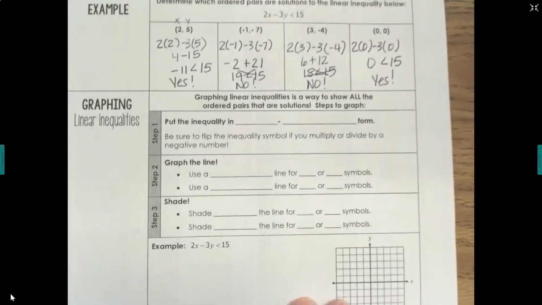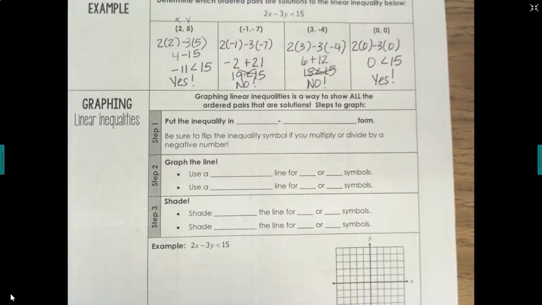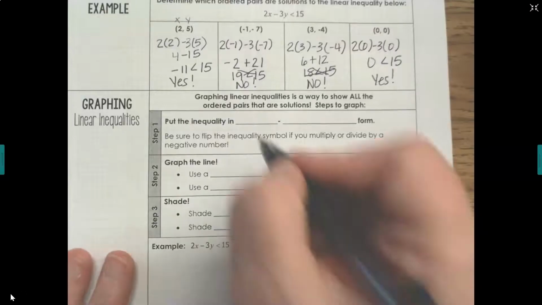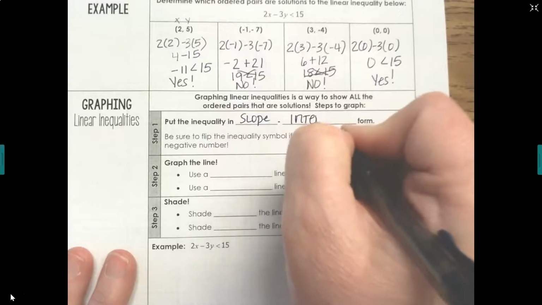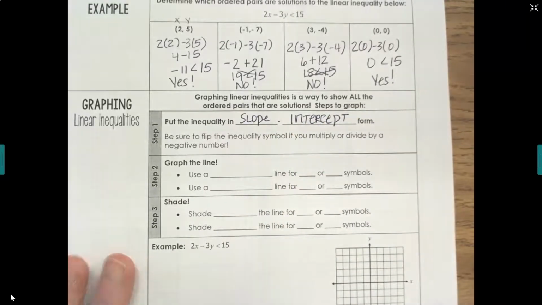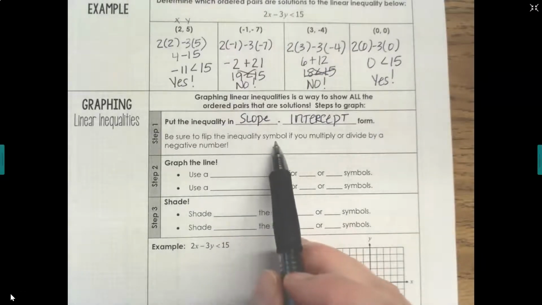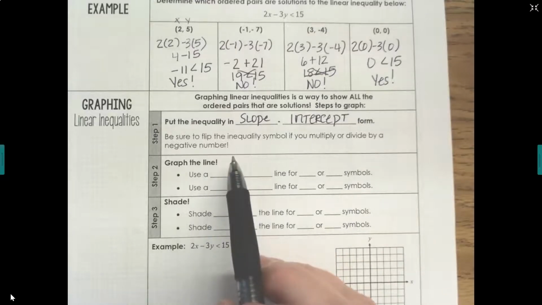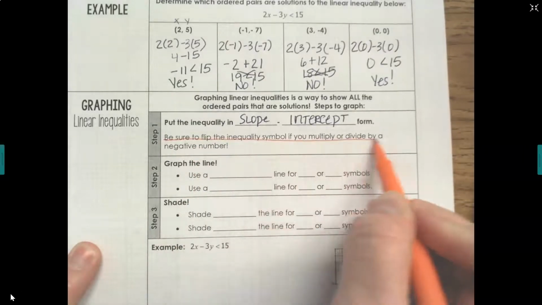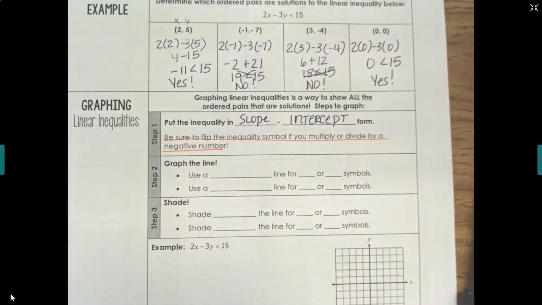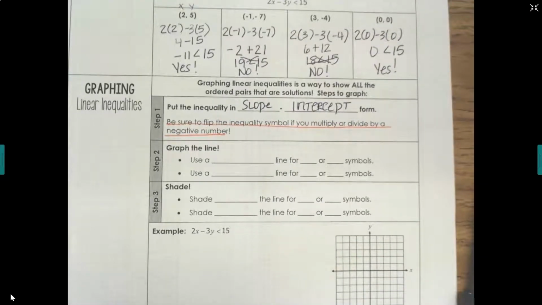A couple things we have to remember when we are talking about inequalities is we always want to put them into slope-intercept form. Just makes it easier to graph. Remember to flip the inequality symbol if you multiply or divide by a negative number. So that's pretty important. Remember to flip the inequality symbol if you multiply or divide by a negative number when you're rearranging your equation. Now, once you're in slope-intercept form, we're going to go to the graphing part.